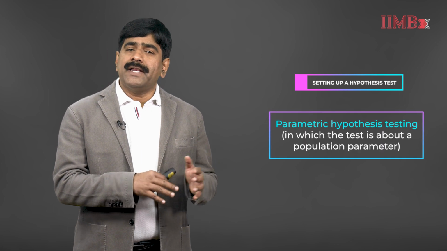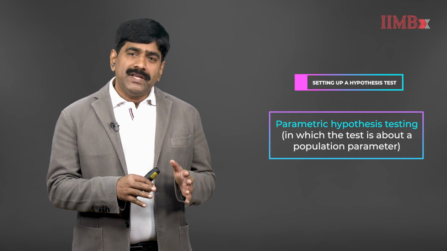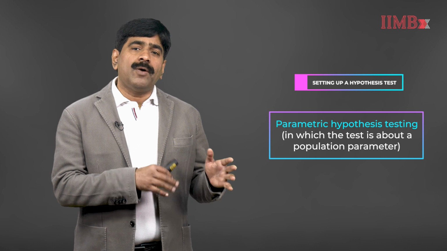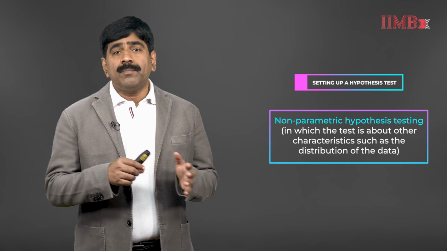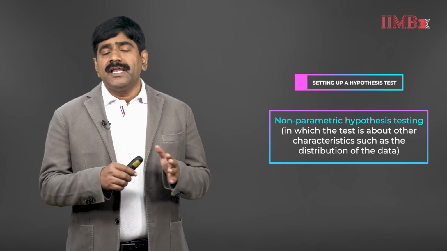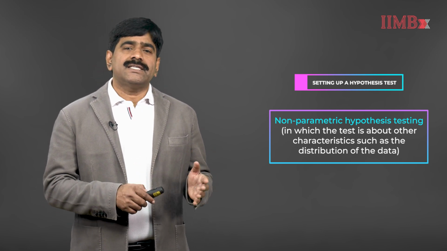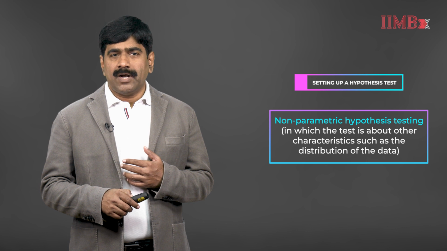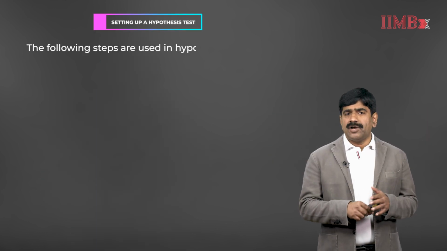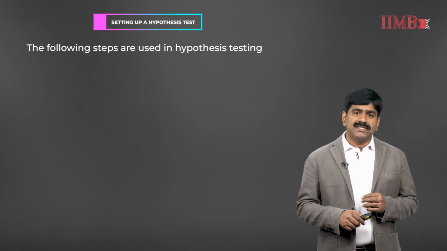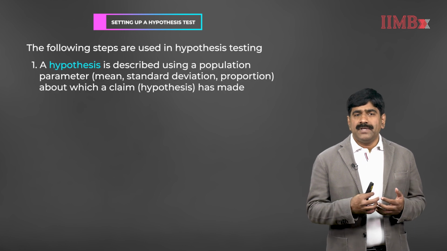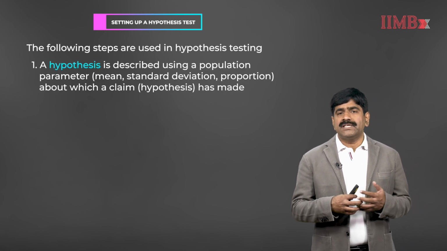Hypothesis testing can be classified as parametric hypothesis testing, in which the test is about a population parameter, and non-parametric hypothesis testing, in which the test is about other characteristics such as distribution of the data and so on. The following steps are used in hypothesis testing. The first step is to describe the hypothesis in words.